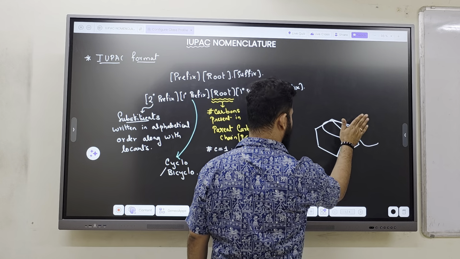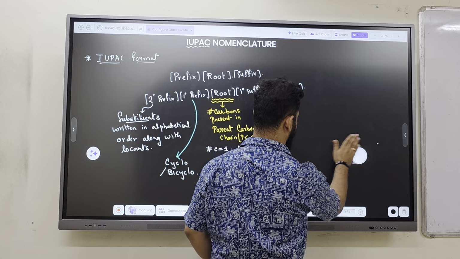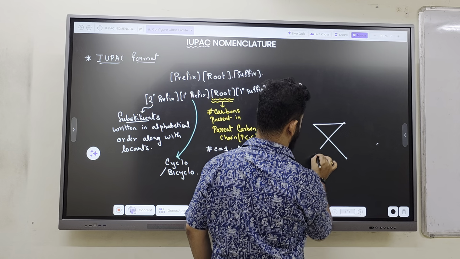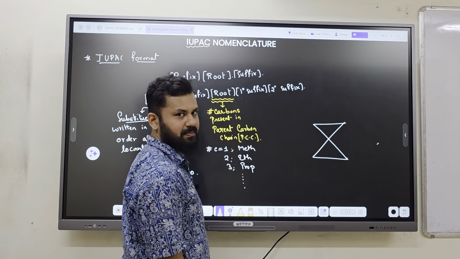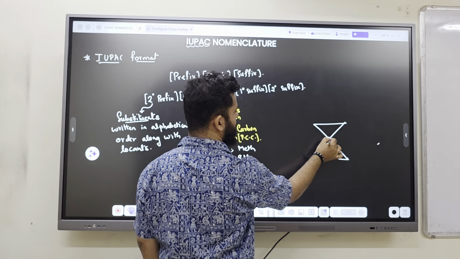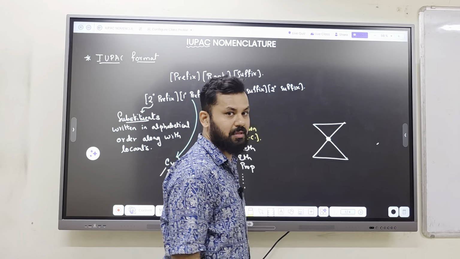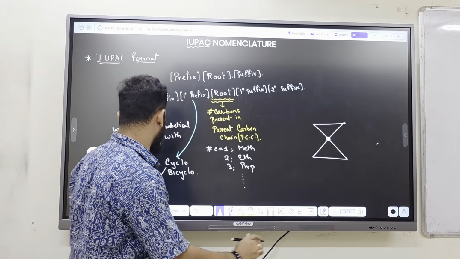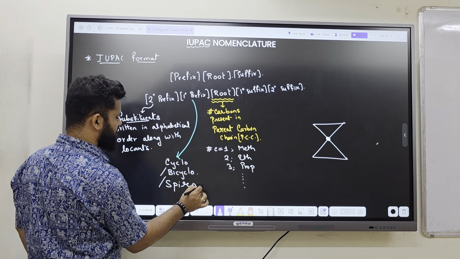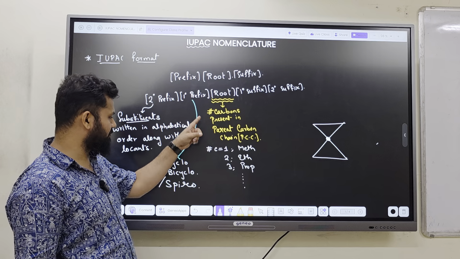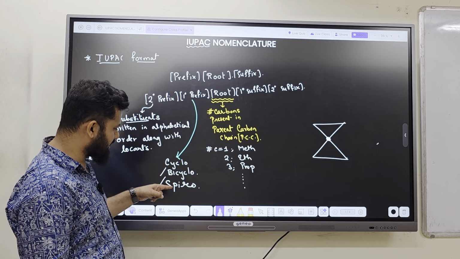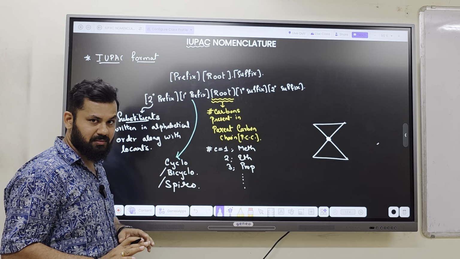There is one more type of cyclic compound. They are like this. Where two rings are fused using only one carbon. So one carbon is common. They are called spiro. So the primary prefix could be only one of these three. It could be cyclo, it could be bicyclo, or spiro.